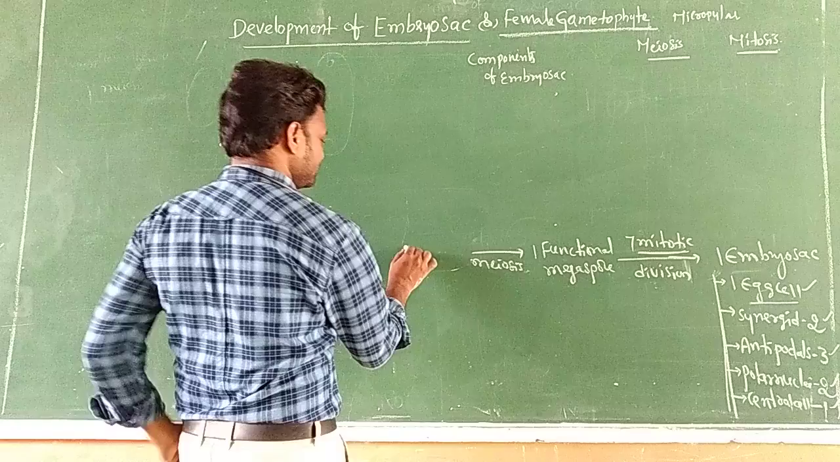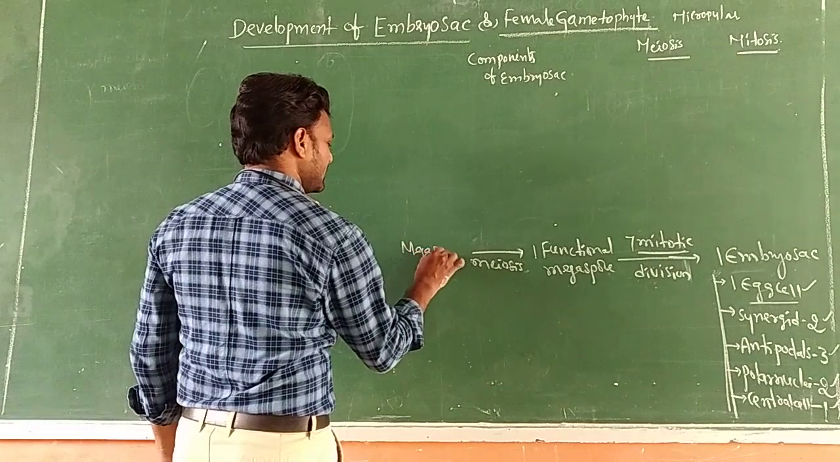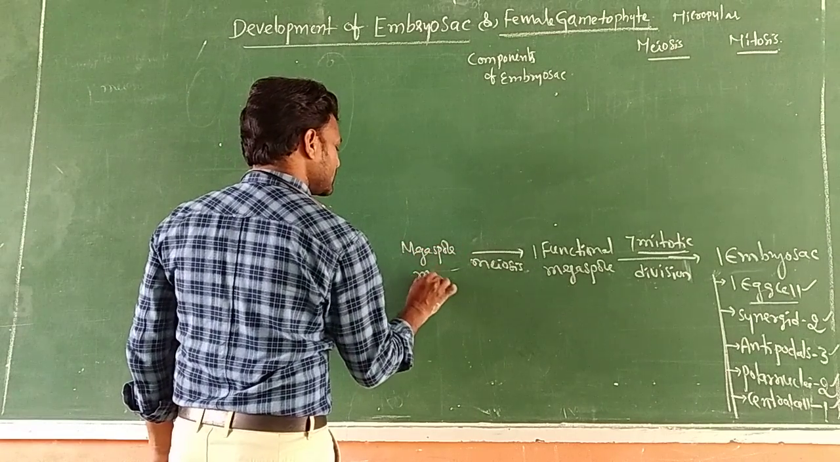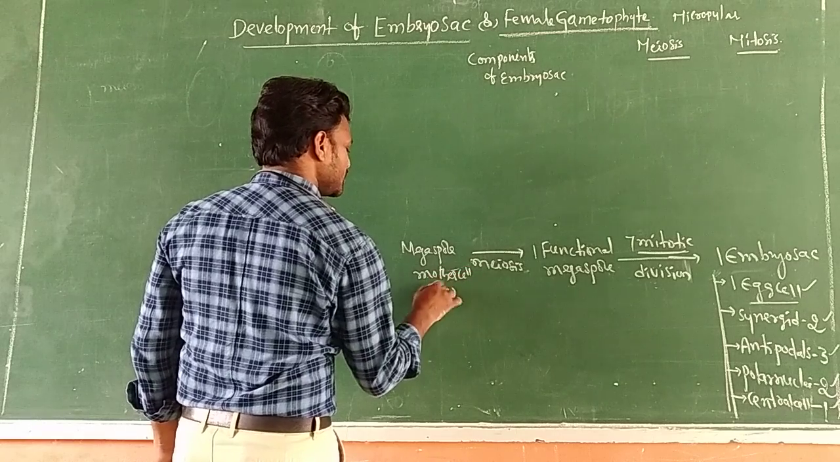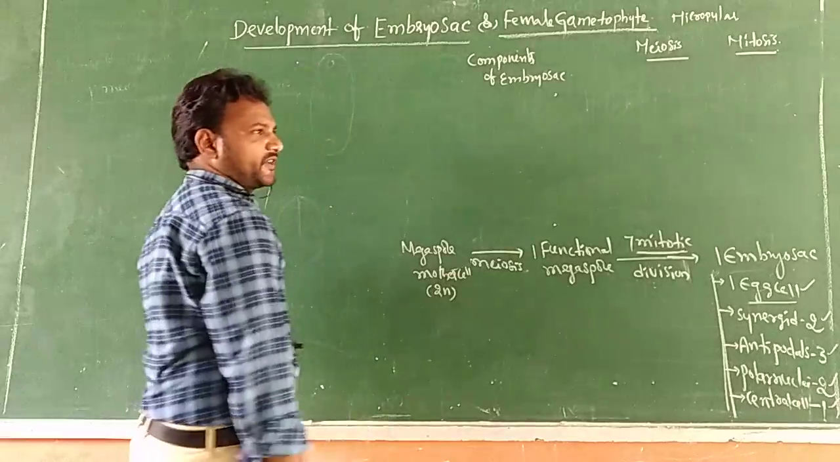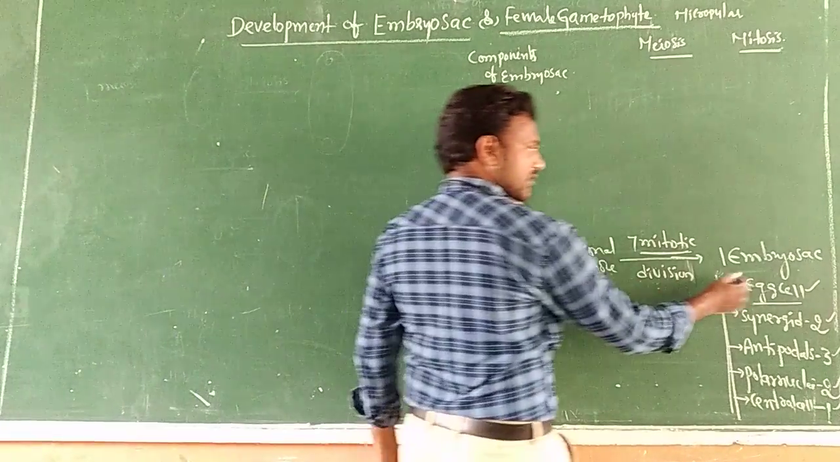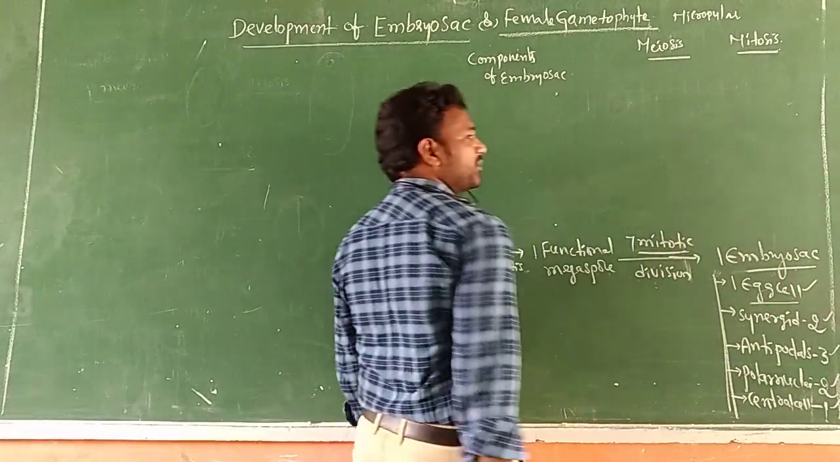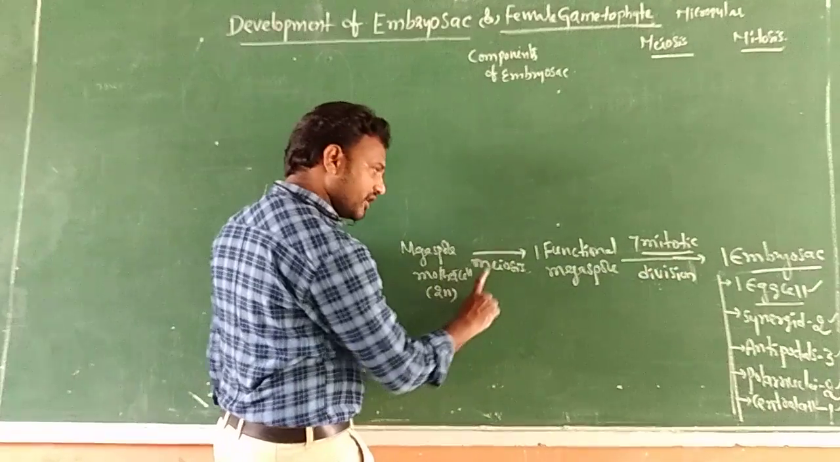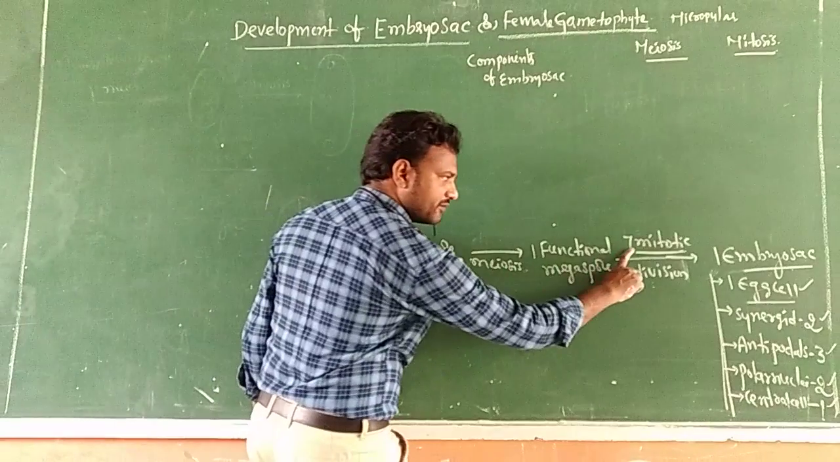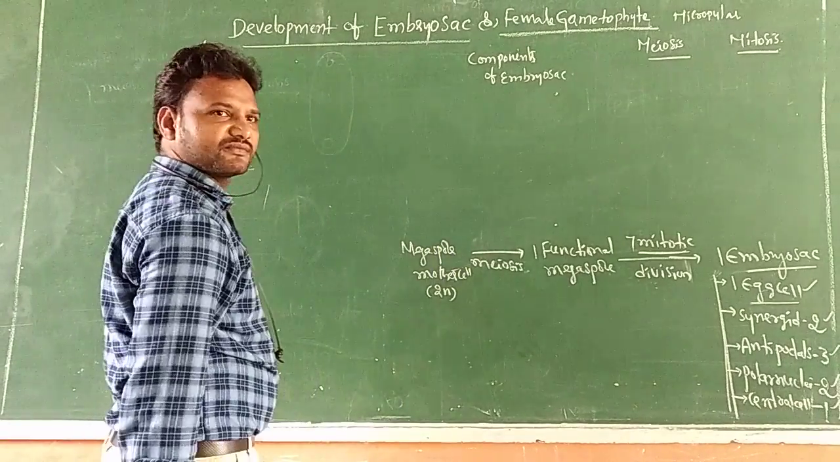This is the megaspore mother cell. This is the 2n condition. Listen, very important concept. One embryo sac is formed. For the formation of one embryo sac, we require one meiosis and 7 mitotic divisions.